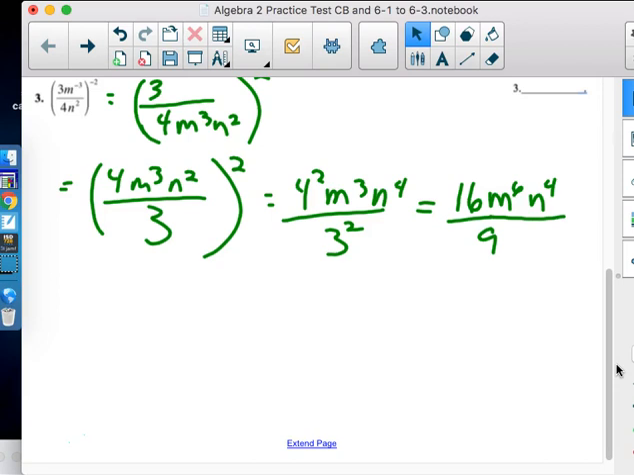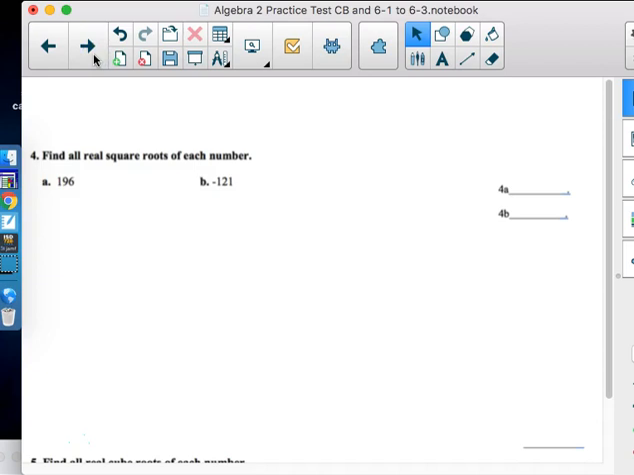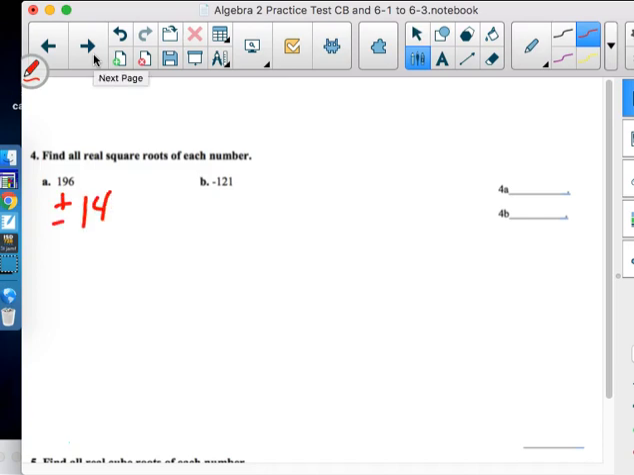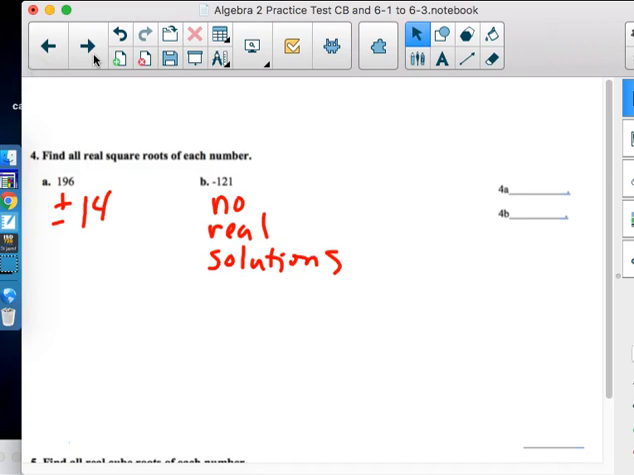Alrighty, so let's go to 4, which I think is on my next page here. Find all real square roots of each number. 196. 14? Just 14? Ah, square roots. Square root of negative 121. No real answers. No real solutions. Going to be able to do those on the test?